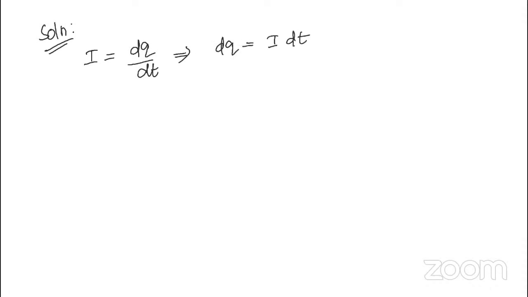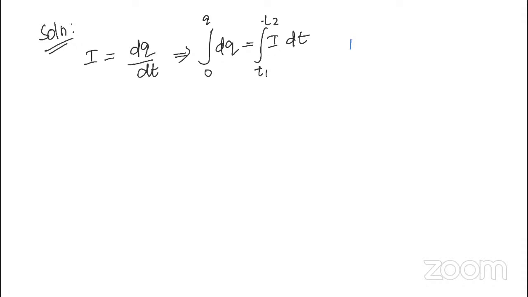Okay, let us now solve this one. Go for the solution. Here also we have to use the formula I = dq/dt. From this expression, we write dq = I dt. We integrate from 0 to q, and for time from t1 to t2. Let us now substitute the values.